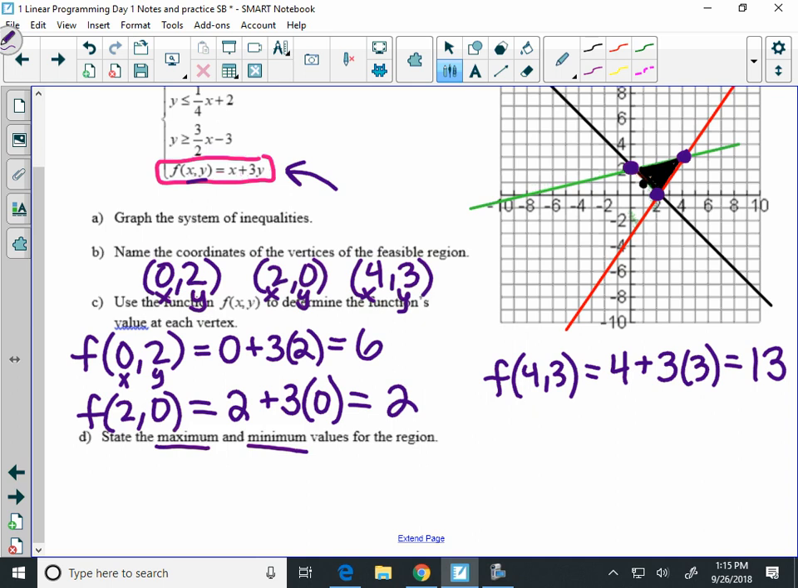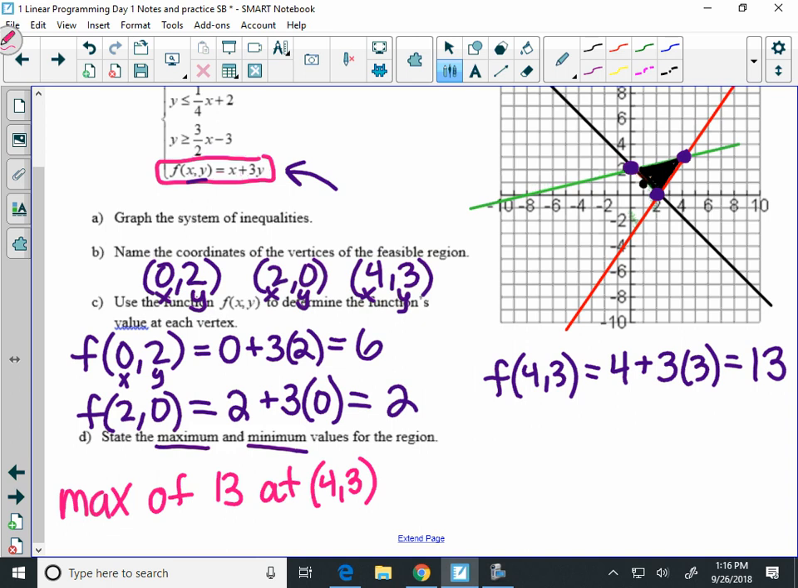So that's 6, 2, and 13. That's what we're trying to find here. So we're trying to find the maximum. What was the largest output that we got? 13. So you need to write all this down. You need to say that we had a maximum of 13. And what ordered pair did that happen at? At 4, 3. So our maximum was 13, and that happened at the point 4, 3.